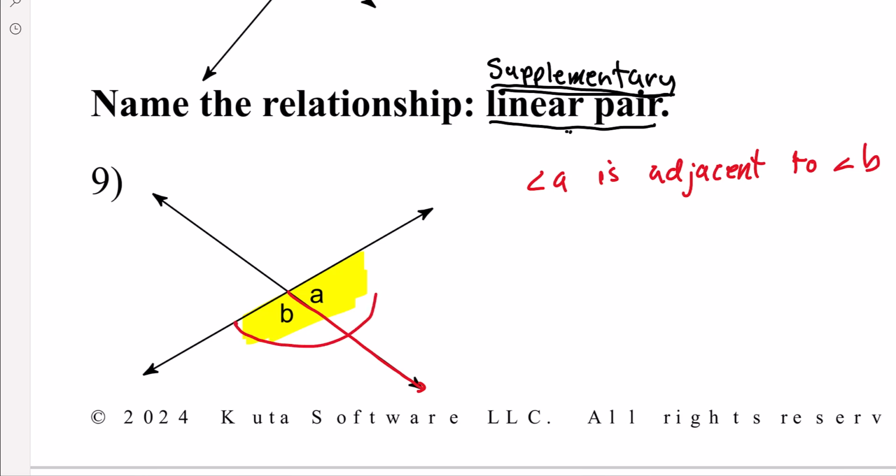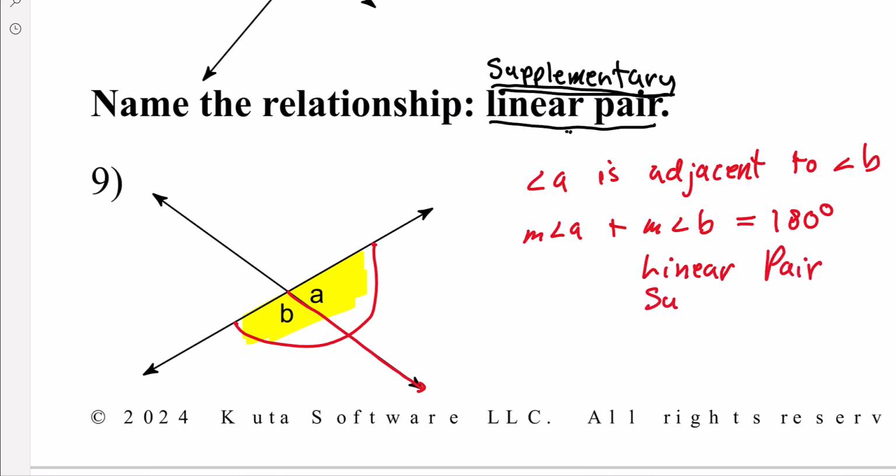So from here to here, that's a straight line. Those two add up to 180. So the measure of angle A plus the measure of angle B equals 180 degrees. These are called a linear pair, or sometimes your teacher will want you to know that these are supplementary angles. These two mean the same thing. Although the difference is a linear pair, they usually sit on a straight line.